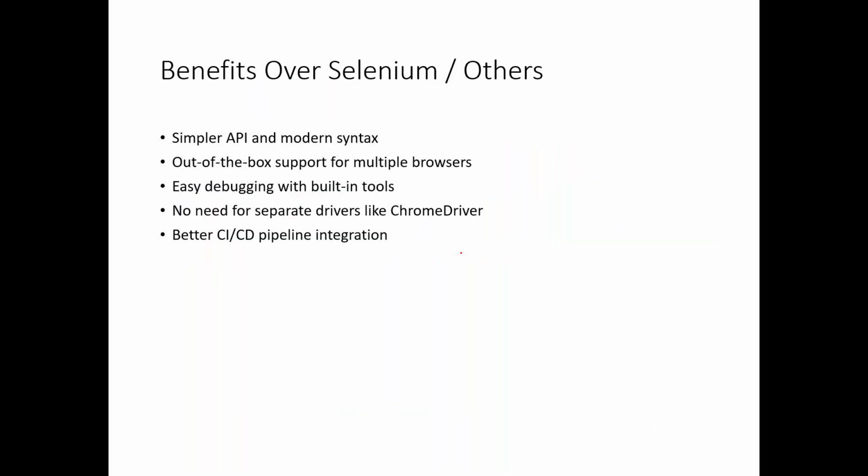We just discussed benefits over Selenium. I would quickly discuss some of the niche benefits for now, right? So with Playwright you have a simpler API and the syntax is very modern, right? And out of the box, it supports multiple browsers, easy for debugging, right? All this we can see practically when we start using Playwright, right?